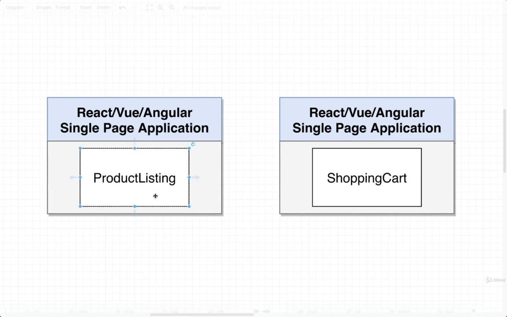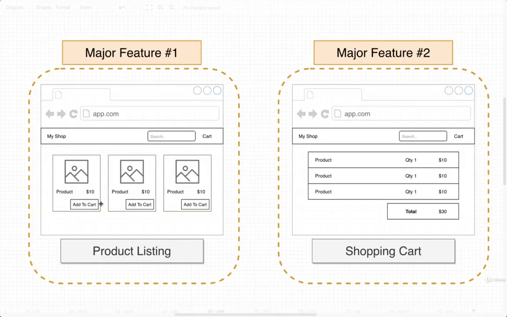So we might have all the code for our product listing inside of one single page application using React, Vue, Angular, or whatever else. And we might have all the code for our shopping cart inside of a totally separate application. Now, as soon as we start to split up these two different code bases, we start to run into a lot of interesting questions very quickly. For example, if a user clicks on this add to cart button right here, we clearly have some kind of need to add this product to this cart listing page over here.